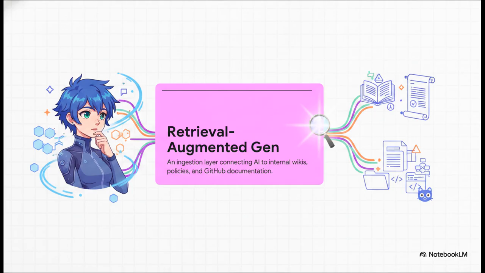Structured data alone just isn't enough. The AI needs context, and that is exactly where RAG comes in. Retrieval Augmented Generation acts as an ingestion layer. It connects the AI directly to your internal knowledge bases, your team's wikis, and your GitHub documentation repositories. This is absolutely huge. It means the AI can cross-reference the live state of your deployments against your company's official corporate governance standards.